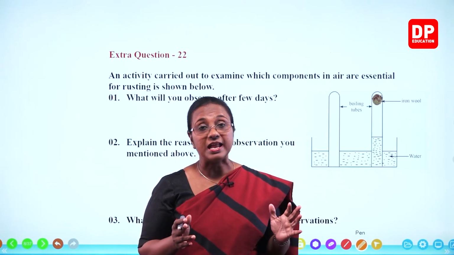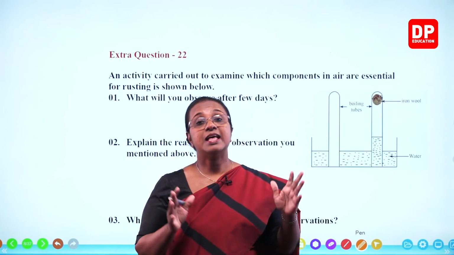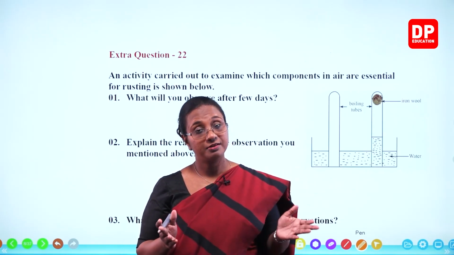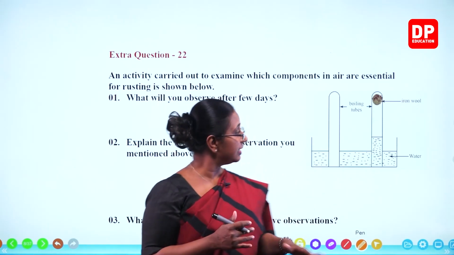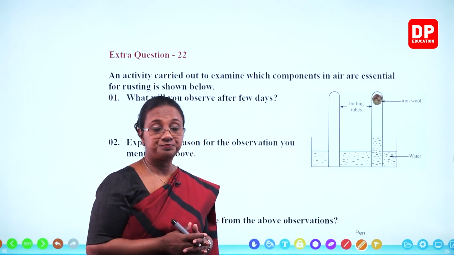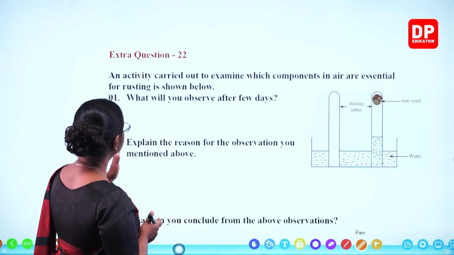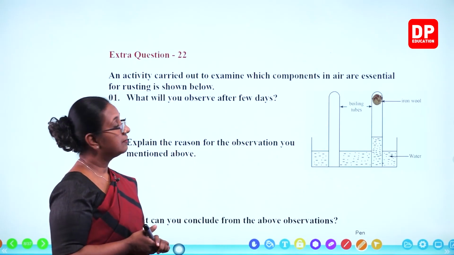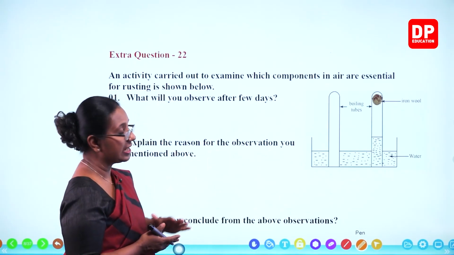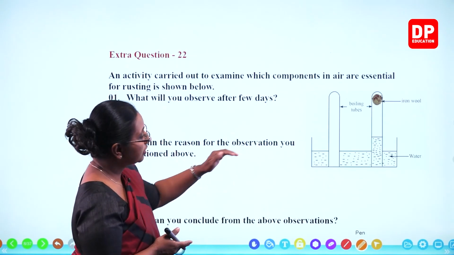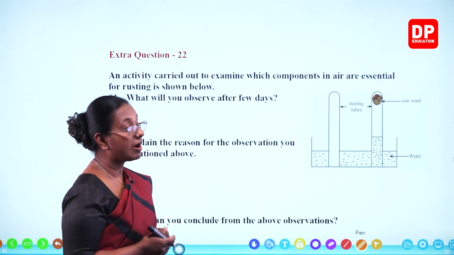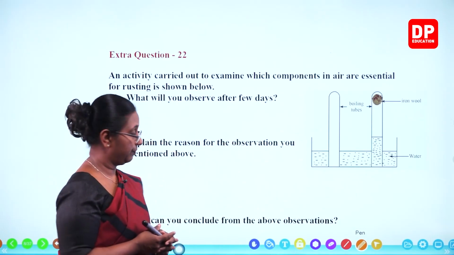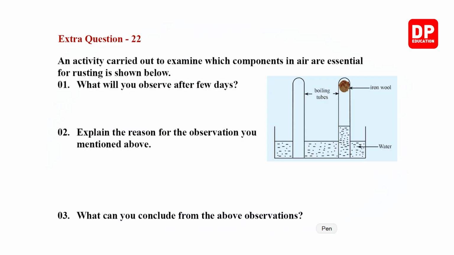So from that we can conclude and say that it is oxygen from air that is essential for rusting. So that is the activity given here. If we try to answer the questions, what will you observe after few days? Iron wool has rusted and water rises up to about 1/5 of the volume in the boiling tube with iron wool. So that is what we need to write.